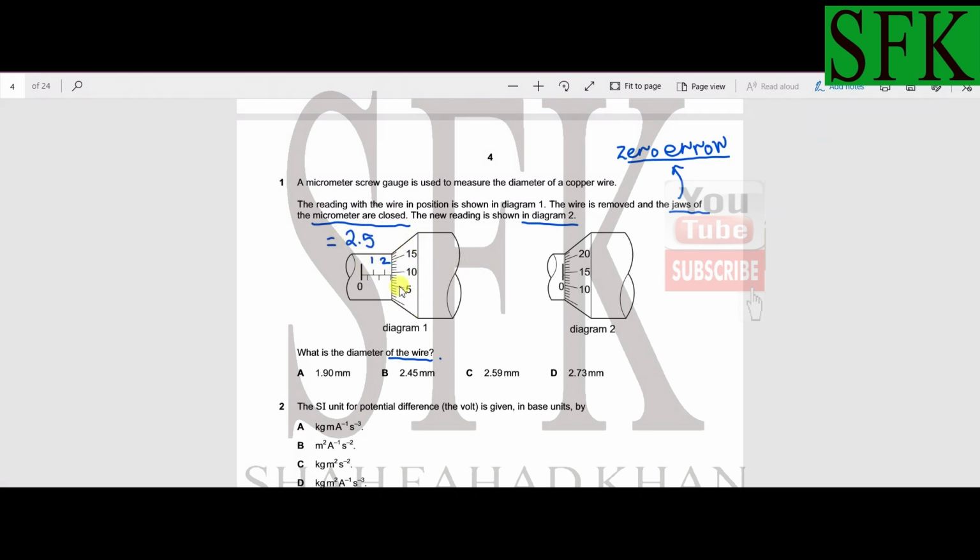How about the reading on the circular scale? Let's try reading this out. It turns out to be 9. So the reading on the circular scale is 9. This means the total diameter represented is 2.5 plus 9 divided by 100. The circular scale reading is always divided by 100. The answer we get is 2.59.